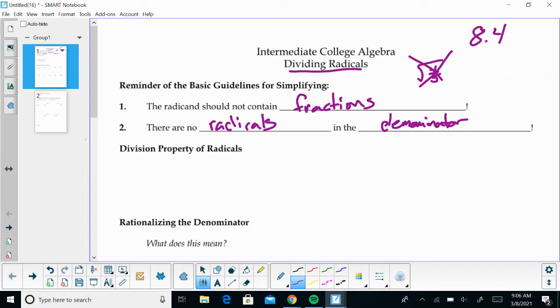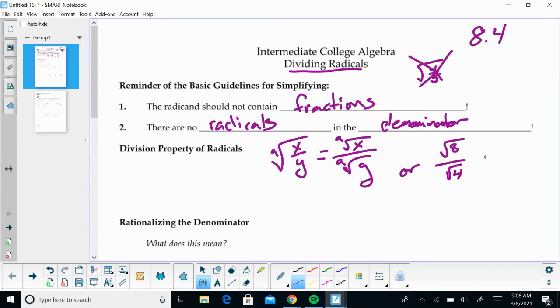Now here's the basic division property. The nth root of x over y is the same thing as the nth root of x over the nth root of y. Or in other words, if I have the square root of 8 over the square root of 4, that's the same thing as the square root of 8 over 4. And what's 8 over 4? That's 2. So that equals root 2.